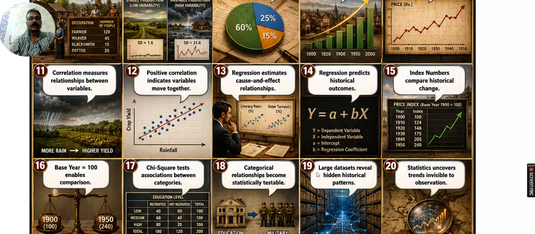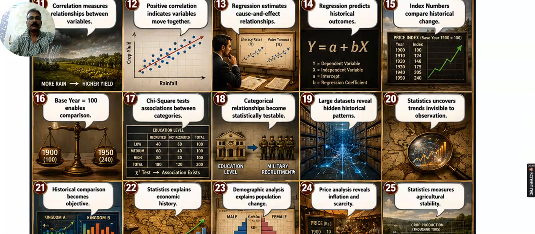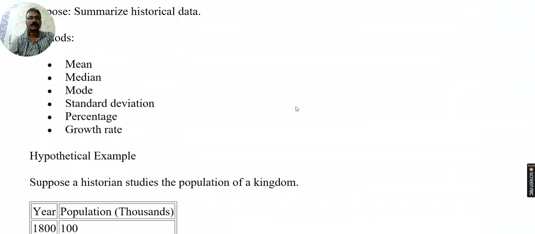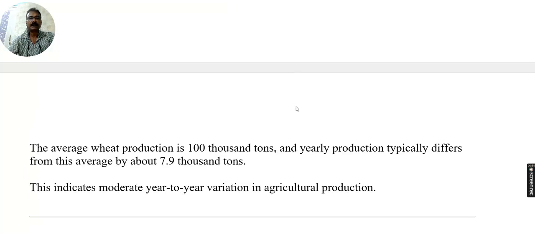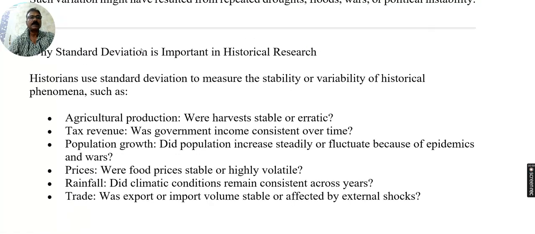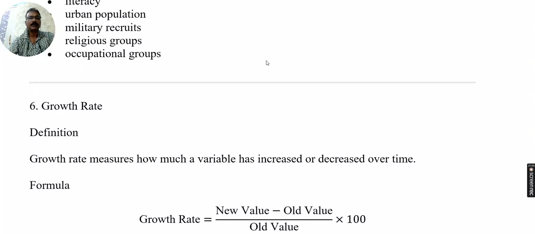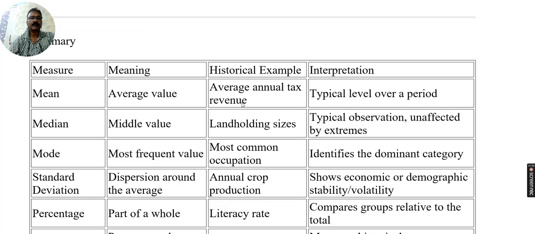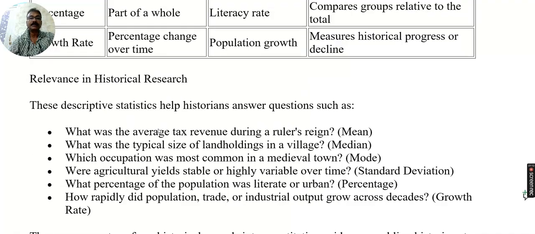So I'm not going through in detail in this video, because it is already informed in the previous video: correlation, regression, everything. But today I am going to start from this portion, because in the last video up to this extent it is explained: the use of statistics, especially basic statistics, and the mean, standard deviation, why it is important in historical research, definition of standard deviation, growth rate. Everything is already discussed, and the summary of analysis is also discussed, and what are the relevant historical research where we can apply the basic statistical tools.